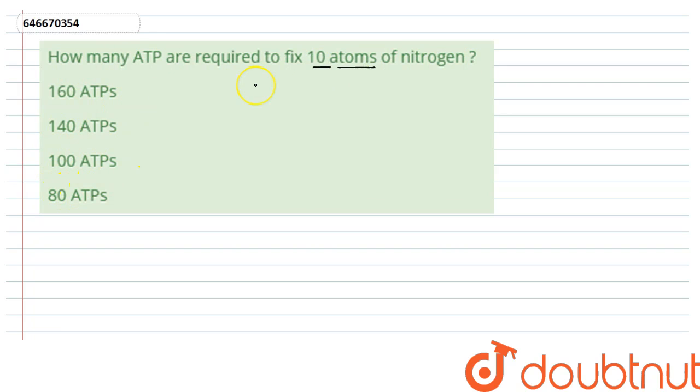Question here says, how many ATP are required to fix 10 atoms of nitrogen: 160, 140, 100 or 80 ATPs? First of all, let us understand this process of nitrogen fixation. How is nitrogen fixed, who uses that fixed nitrogen, and who fixes that nitrogen? So nitrogen is present in our environment in the form of this nitrogen molecule.